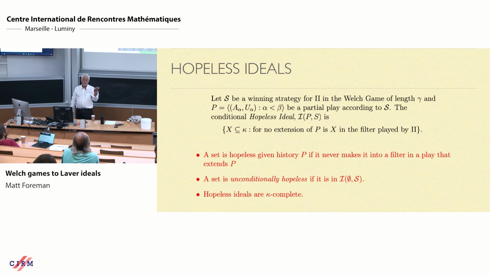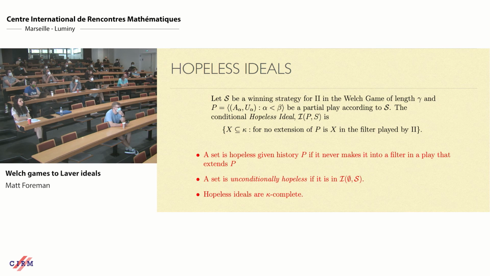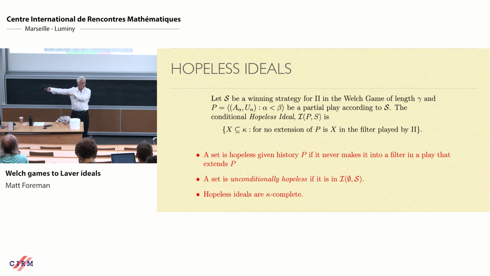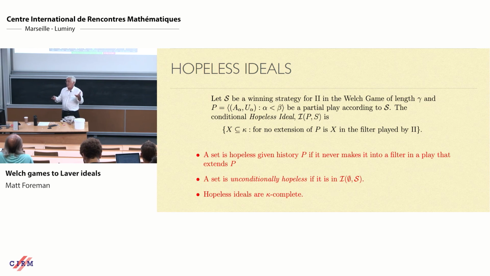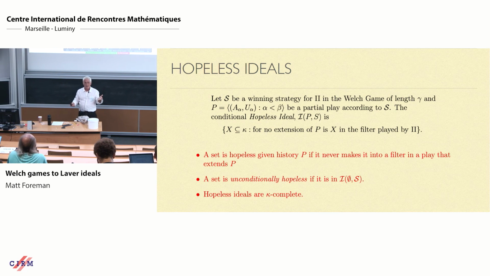Now, why are we interested in hopeless ideals? Well, hopeless ideals are kappa complete. This is easy to verify. You're playing into kappa complete filters. So if you never make it into a kappa complete filter, well, if you have a collection of alpha sets where alpha is less than kappa, then their union can't make it into any filter because that filter would then have to choose one of those sets. Okay? So the hopeless ideals are kappa complete. And so maybe that's a place to look. I mean, we have to come up with ideals somewhere just from the strategy. So this is a place to look.